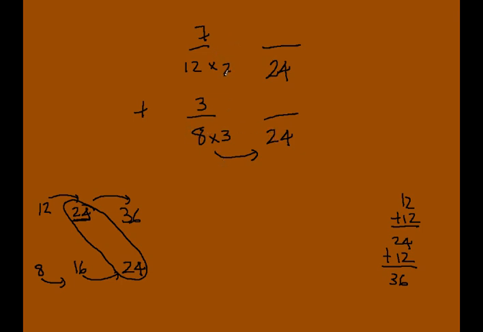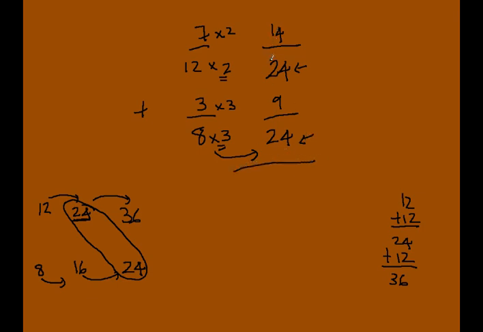Now whatever you do on the bottom, I multiply the bottom by 2 to get 24, I have to do it to the top. I multiply the bottom here by 3 to get 24, so I have to do it to the top as well. Multiply by 3. 7 times 2 is 14. 12 times 2 is 24. Here, 3 times 3 is 9. 8 times 3 is 24. Now what do we have? We have the same exact denominator. So we can add now.